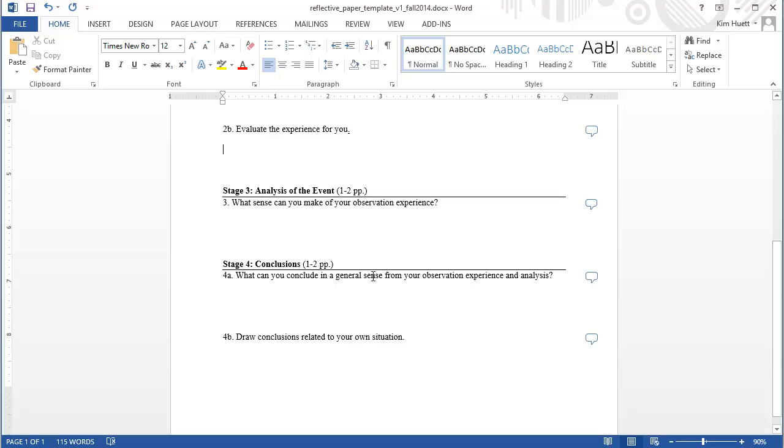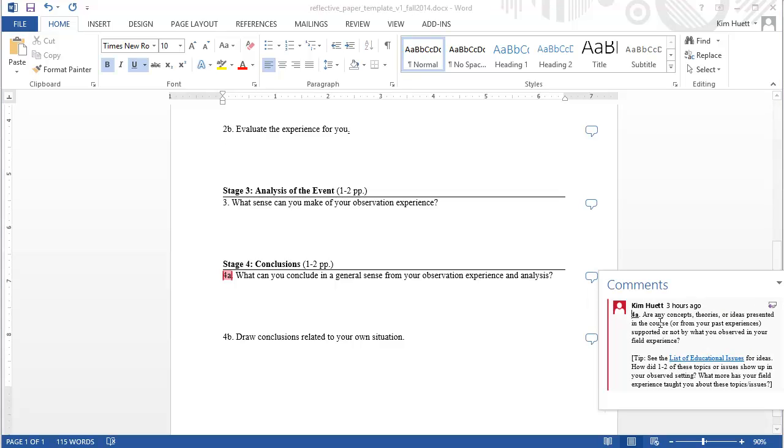What can you conclude in a general sense from your observation, experience, and analysis? Well, what does that mean? Are there any concepts, theories, or ideas presented in the course or from your past experiences supported or not by what you observed in your field experience? So try to connect this. So you're going big picture now. You're kind of pulling out of this essay and this reflection. You're about to say goodbye to it, but as some sort of final thoughts, tying it to the bigger picture of maybe things we learned about in this class or from your past experiences.